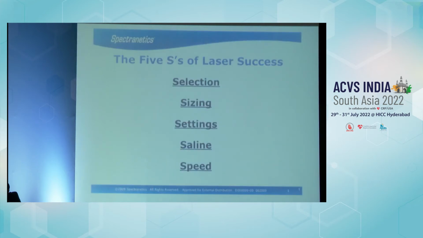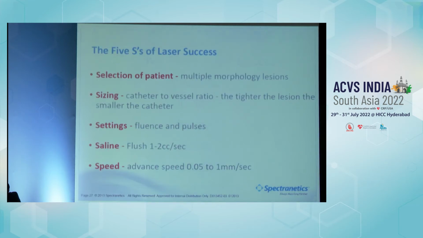The 5 S of laser success are selection of the correct laser catheter, sizing of the catheter, settings in which it has to be used, the saline and how to use it, and the speed with which the laser catheter has to be advanced. Selection of patient, multiple morphology lesions, which I have told you already. Sizing is very important, catheter to vessel size, the tighter the lesion, the smaller should be the catheter.